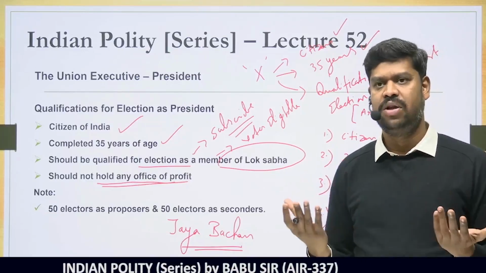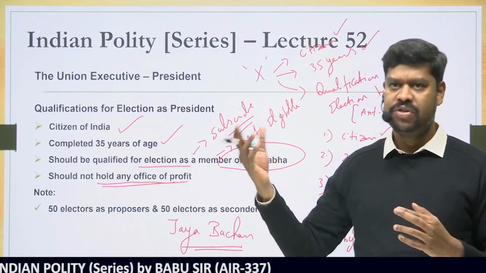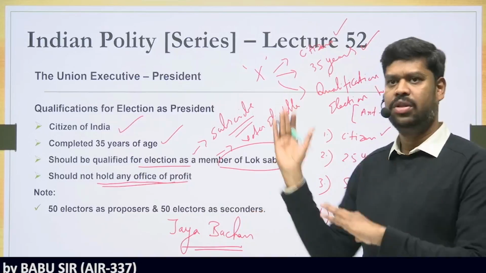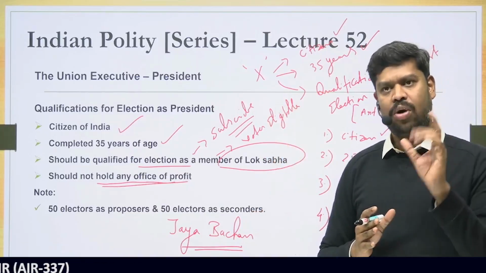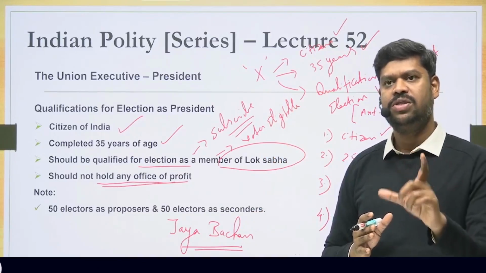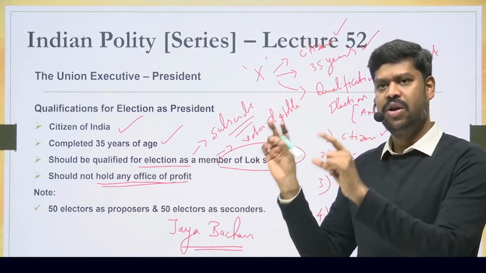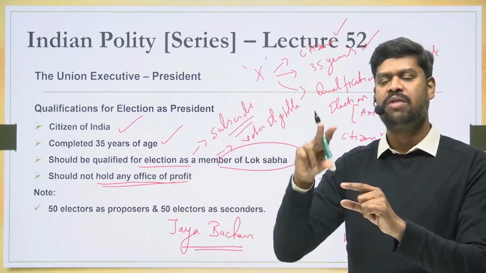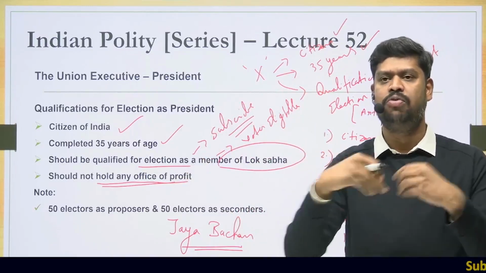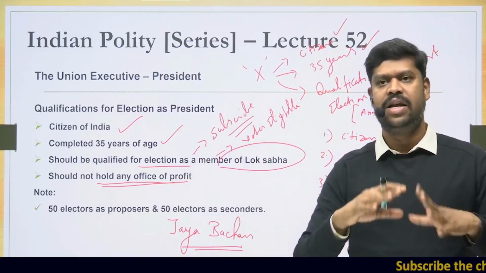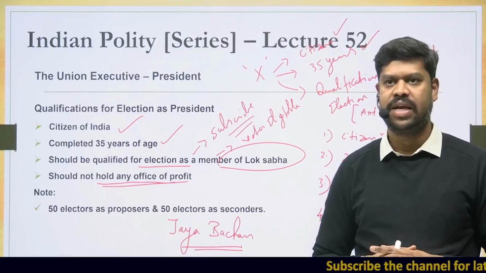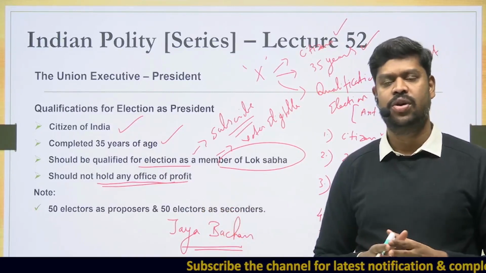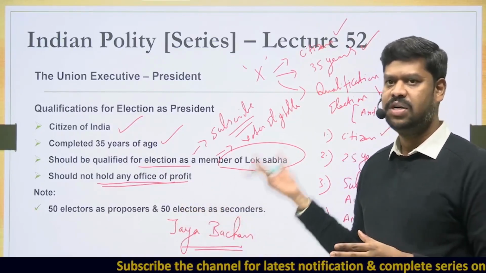I am not part of the electoral college of the president, and we'll have to separately understand who will be part of the electoral college of the president, which I'll do in the next lecture. But what the constitution is saying is that someone has to be part of the electoral college to vote in the election of the president. Among those people who are part of the electoral college, 50 members have to propose the name of this particular candidate, and that has to be supported by another 50 members as seconders. But this is not given in the constitution. This is by way of what is called the President and Vice President Election Act.